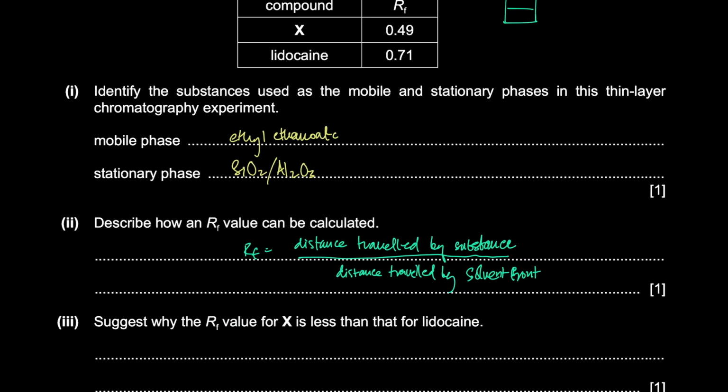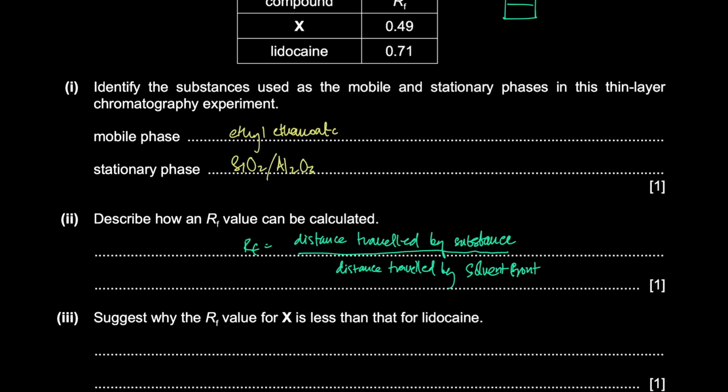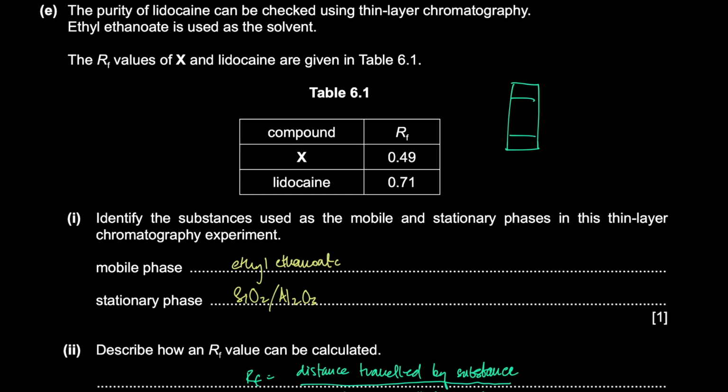Suggest why the RF value of X is less than that for lidocaine. Now, they're saying essentially if the RF value is lesser, so let's say this is your solvent front and this is your baseline. That's your starting point, that's what you draw with a pencil. And they're saying that X travels a shorter distance than lidocaine.